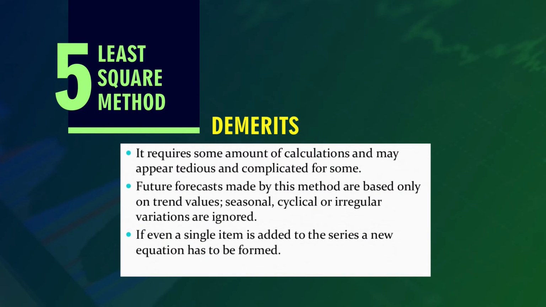And if you go more to the backdrop, you will find there are certain shortcomings or pitfalls, rather we can say, as far as the least square method is concerned. It requires some amount of calculations and may appear tedious and complicated in some cases. Future forecasts made by this method are based only on trend values. Seasonal, cyclical or irregular variations are ignored. If even a single item is added to the series, a new equation has to be formed.